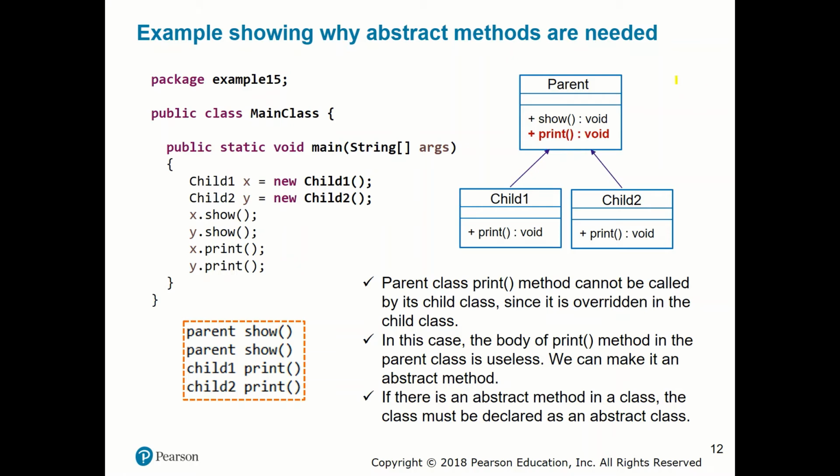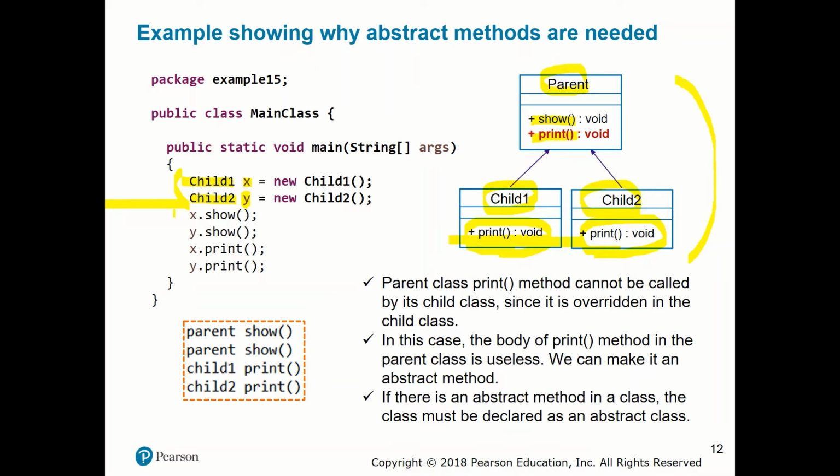This is a simple UML diagram of the previous code. This is the parent class that has show and print methods, and Child1 inherits from this parent class and has a print method. This is overriding. And the Child2 class also has a print method. This is also overriding. In this situation, in the main class, two objects of the child classes are created like this. X is the object of Child1, Y is the object of Child2.